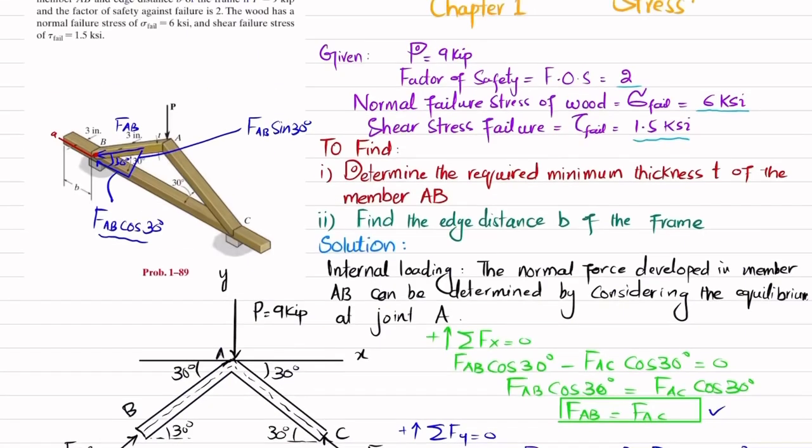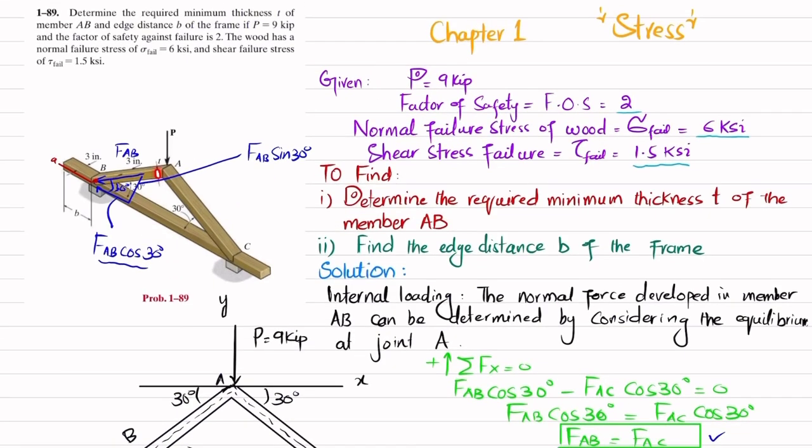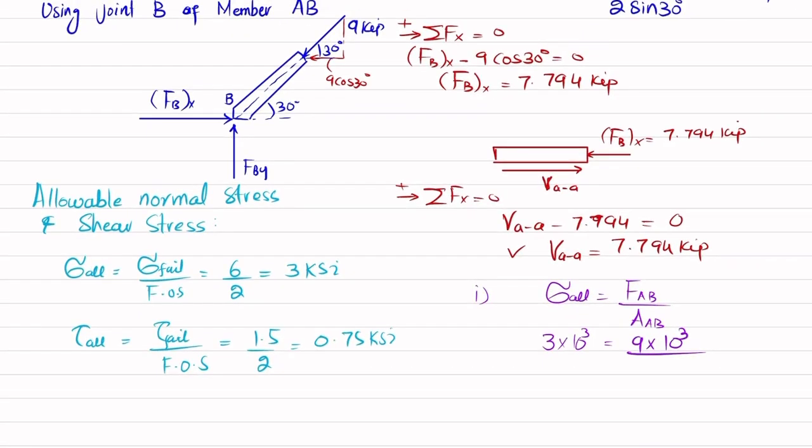Now what is the area of AB? You can see the thickness is this one, which is not known, and the width is 3. So it's actually T by 3 inch. So we will use this. Area is 3 multiplied by T. Clear? So from here you will get T equal to 9 into 10 to the power 3 divided by 3 into 10 to the power 3 multiplied by 3, which is equal to 1 inch. So this is the answer of our first part.